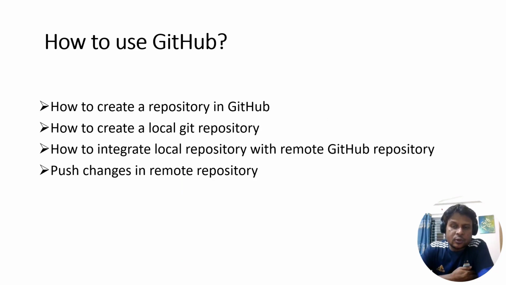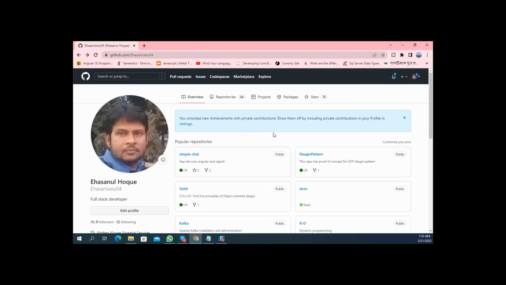In this demo, we'll see how to create a repository in GitHub, and we'll discuss how to create a local Git repository and commit our changes into the local Git repository. We also see how to integrate the local repository with the remote GitHub repository, and finally we'll discuss how to push our changes to the remote repository. This is my GitHub account.